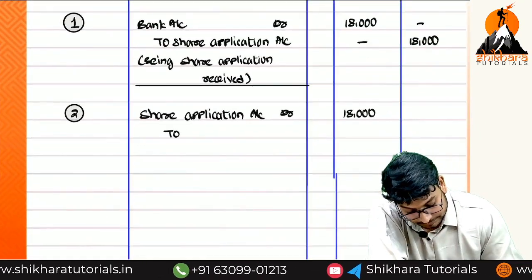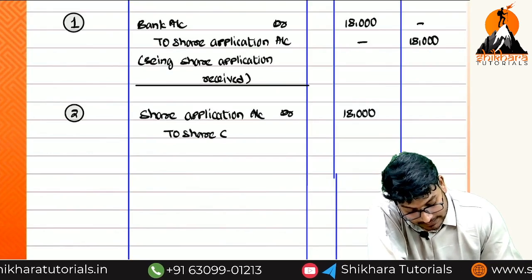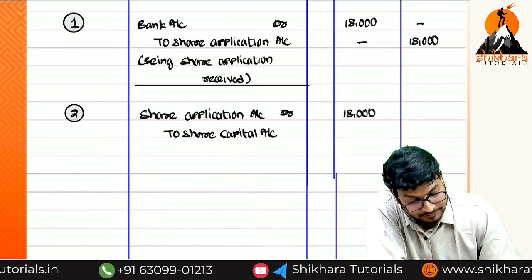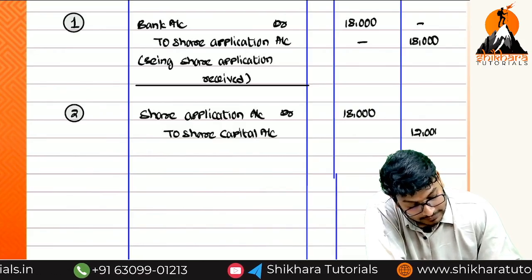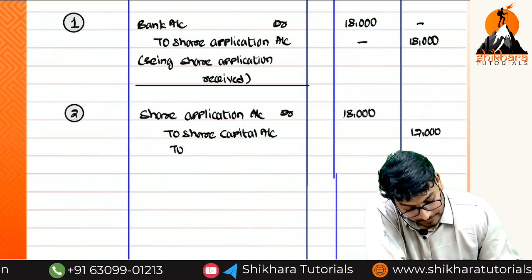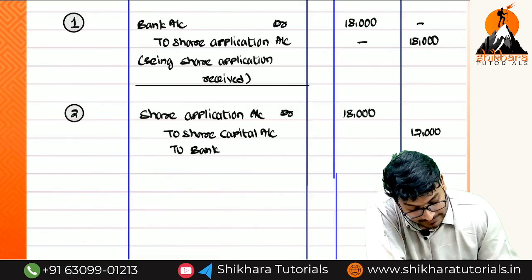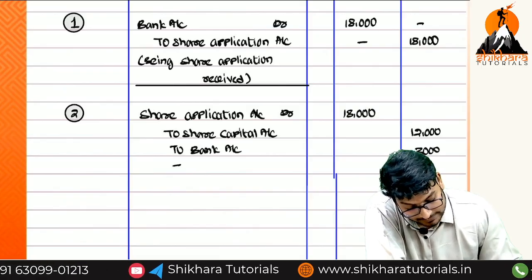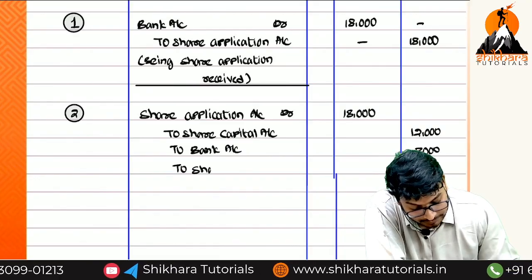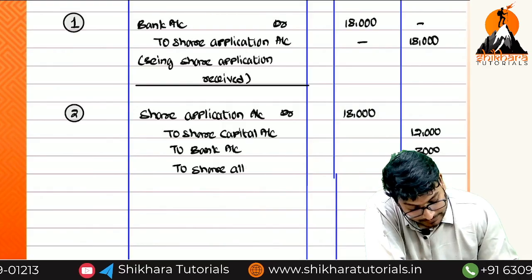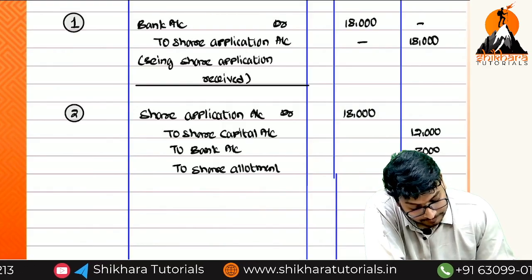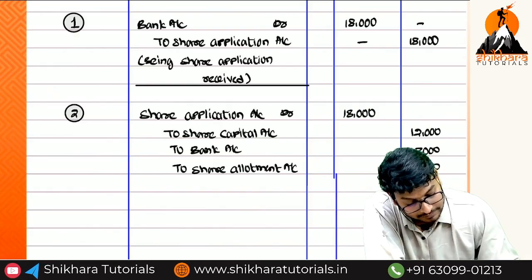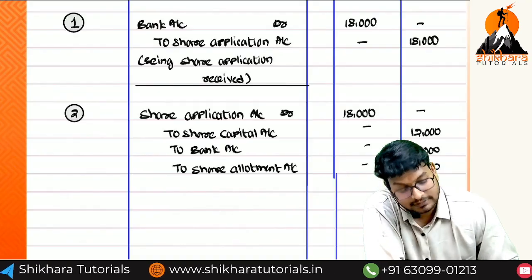To share capital account. How much do we need to receive? 12,000. And next, to bank account. How much are we rejecting? 3,000. And next, what is the excess amount we have received? To share allotment account. What is the amount? The same, 3,000. Is there any doubt?